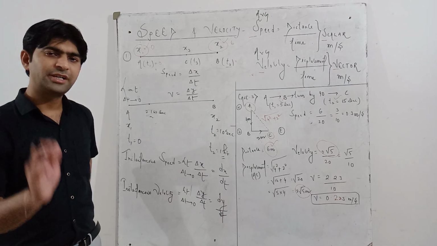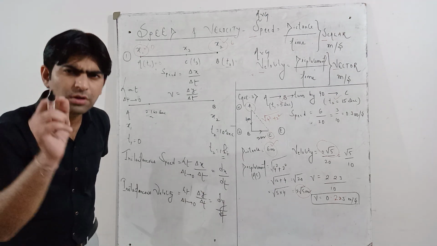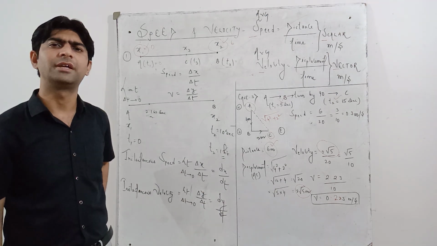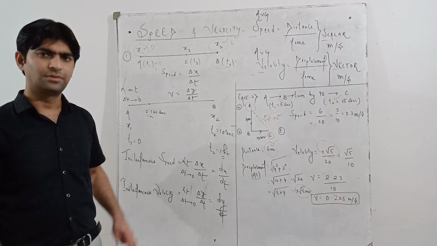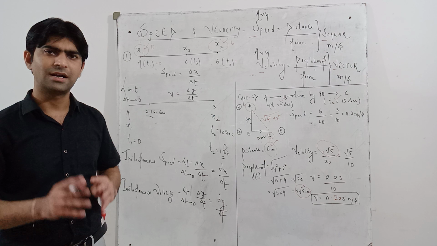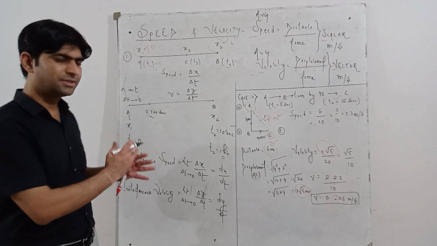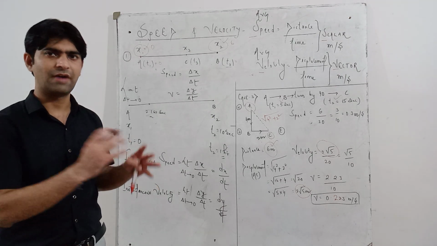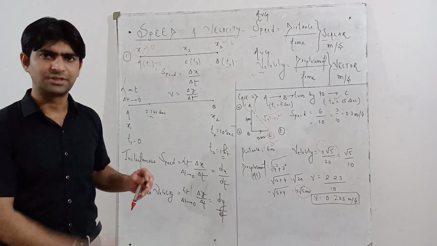So what is instantaneous speed or instantaneous velocity? The speed or velocity of a body at a particular instant is called instantaneous speed or instantaneous velocity. So this is all about today's class. We had a discussion on average speed and average velocity, and on instantaneous speed and instantaneous velocity. Average means total, instantaneous means at a particular instant.